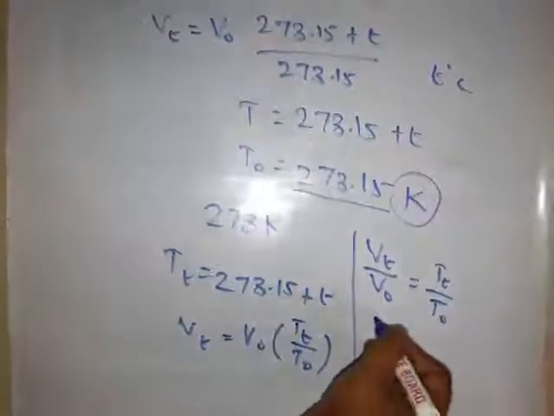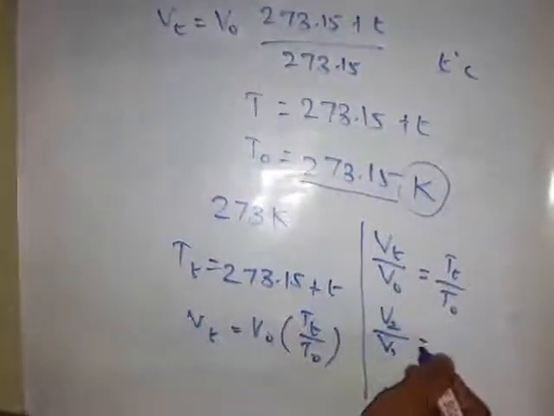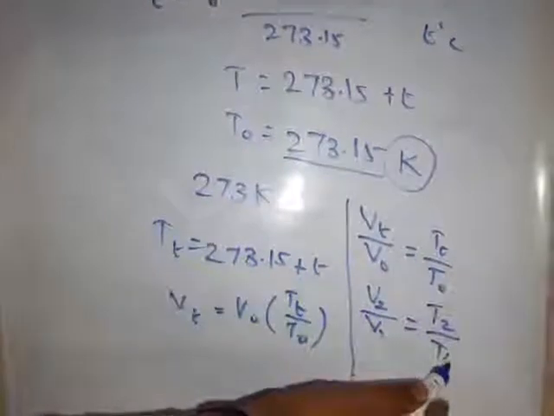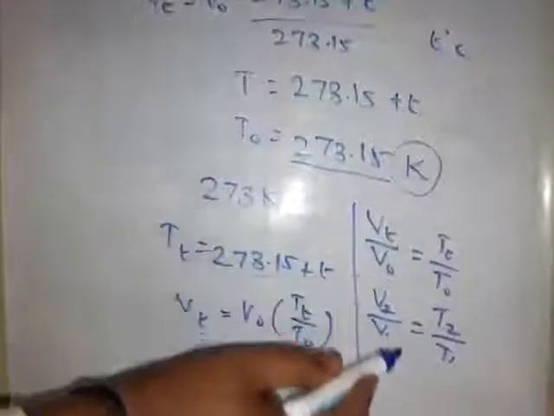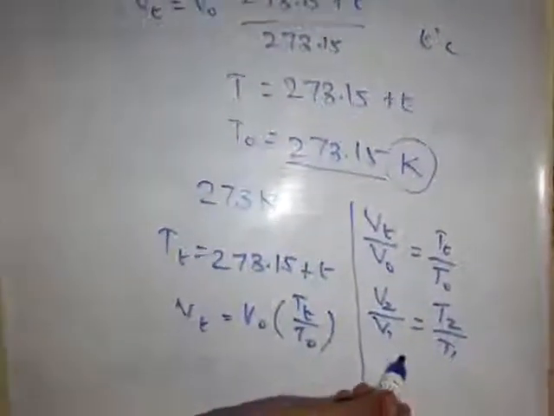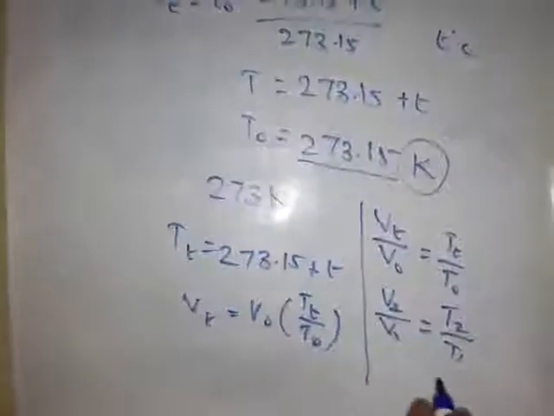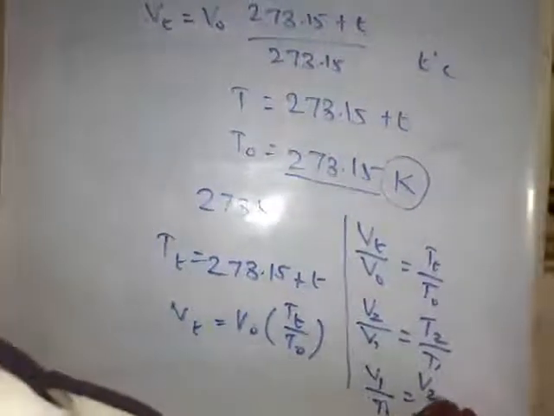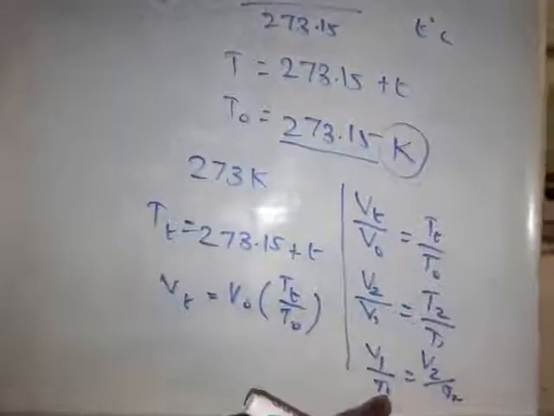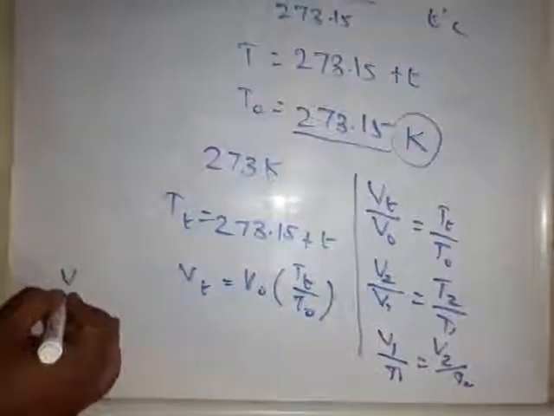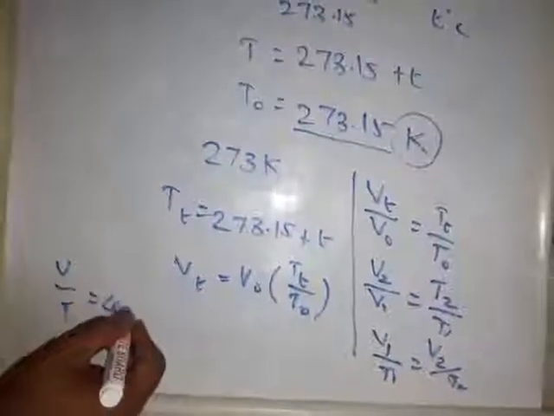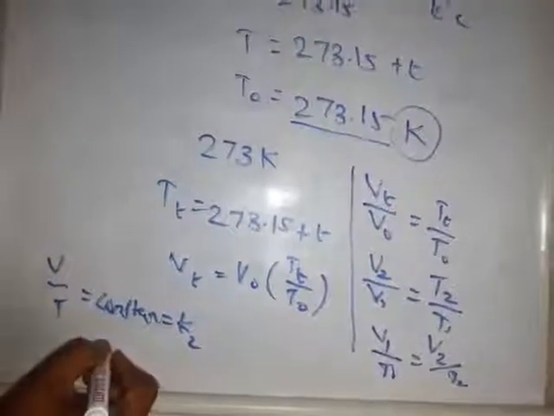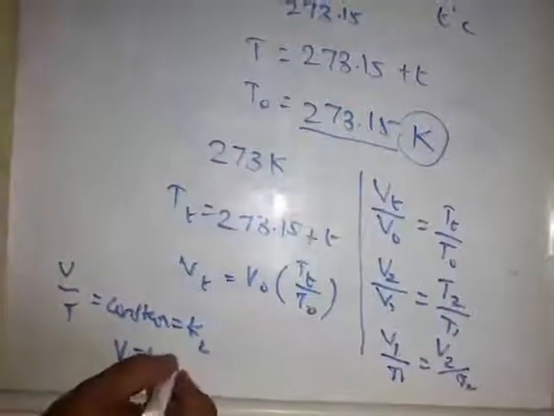Then the general equation we can write like this: V2 divided by V1 equals T2 divided by T1. Here one is the initial and two is the final, for volume and temperature. Rearranging again, V1 divided by T1 is equal to V2 divided by T2. So V by T is equal to a constant. The constant is usually denoted as K2, so the final equation is V is equal to K2 into T.